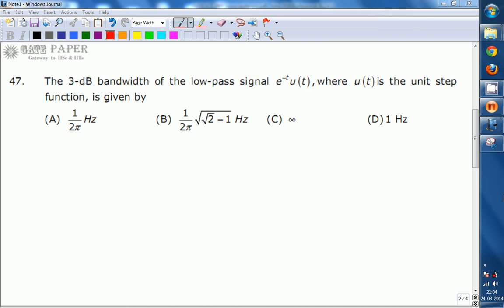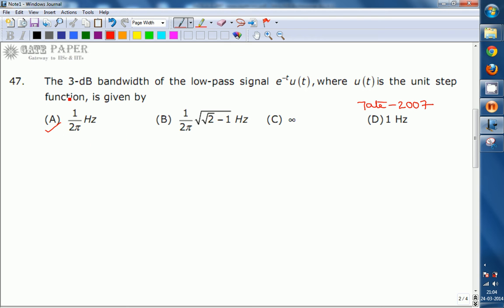Here we are going to see the question from signals and systems given in GATE 2007. Given that, here we need to find the 3 dB bandwidth of the low pass signal e power minus t u of t, where u of t is the unit step function. By finding the 3 dB bandwidth, we'll get option A as the answer.